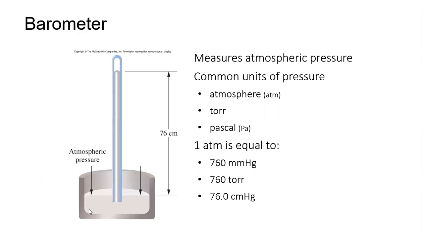And the way we measure pressure, at least atmospheric pressure, is by using a barometer. And so what a barometer is, we have a pool of mercury. So this right here is a pool of mercury, because mercury is a liquid metal.